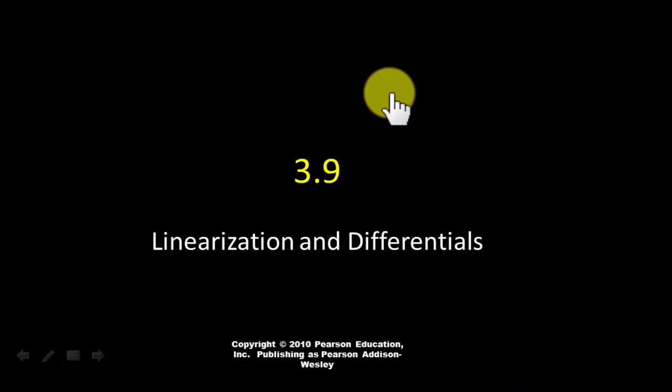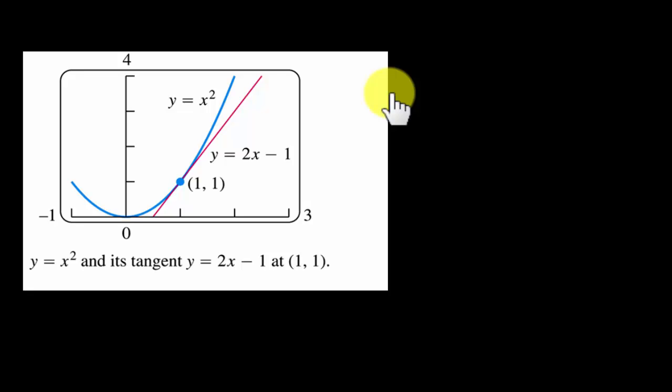Welcome to section 3.9, where we will talk about linearization and differentials. So what is linearization? Well, you'll see in a little bit that it's not anything complicated. Let's take, for example, the function y is equal to x squared. Now, what is the line tangent to the curve at 1, 1?